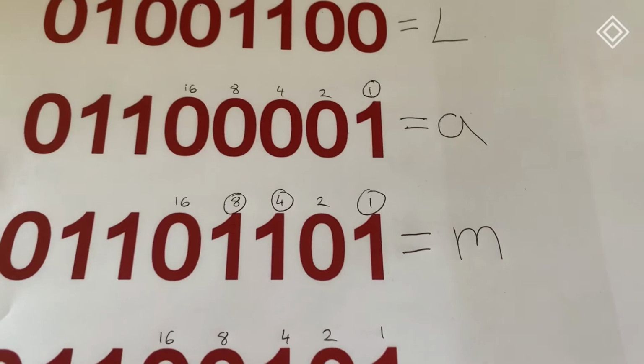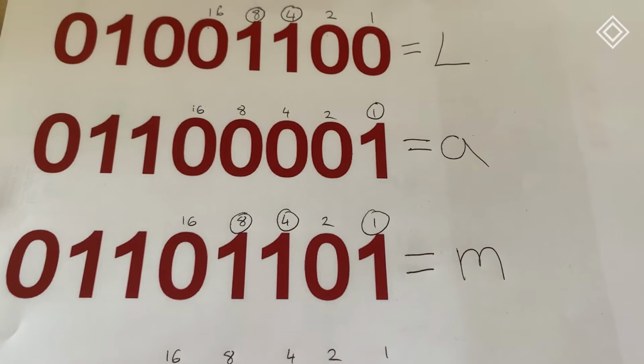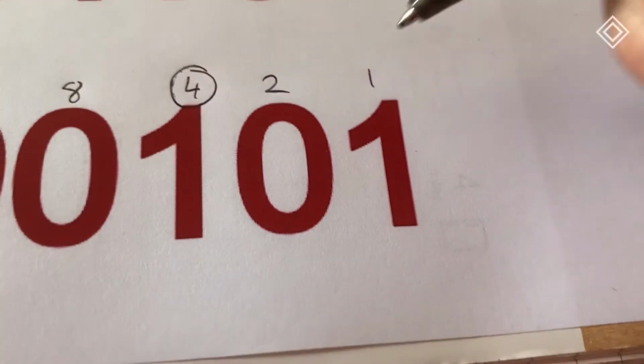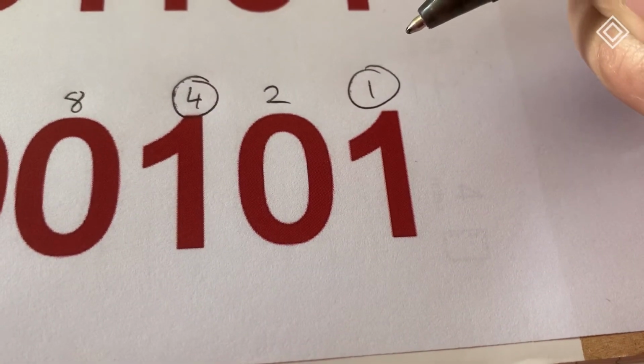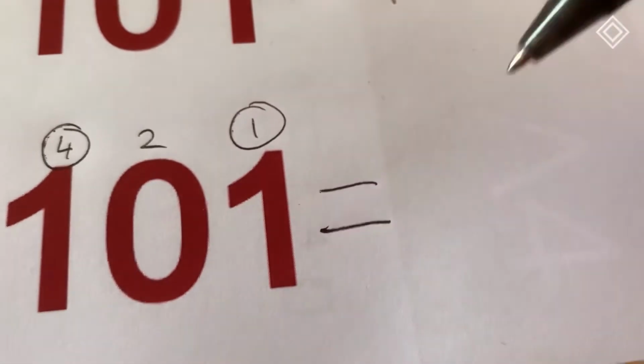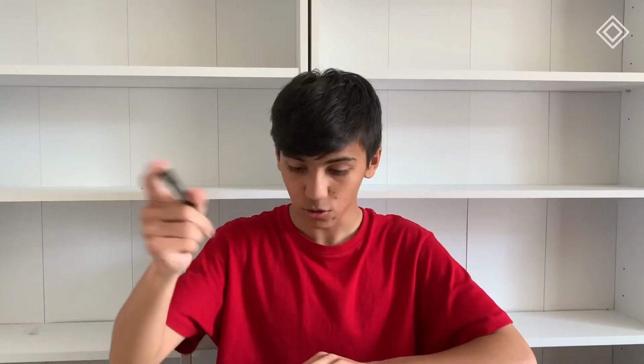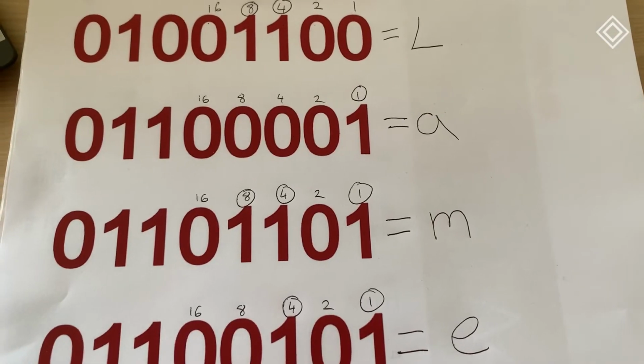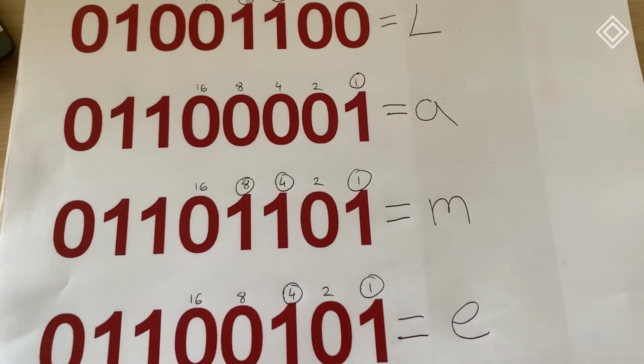Okay, so far we've got L, A, and M. Let's work at the last letter. We've got a 4 and a 1. Add those together, you've got 5, and it won't be surprising that our last letter equals E. And our word is lame. Sort of like this YouTube channel.